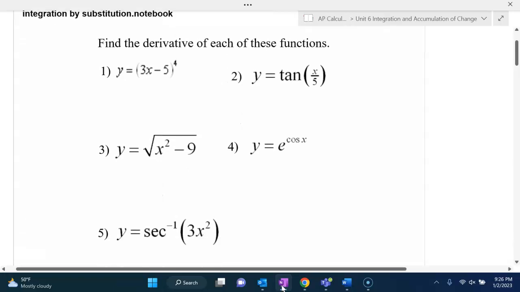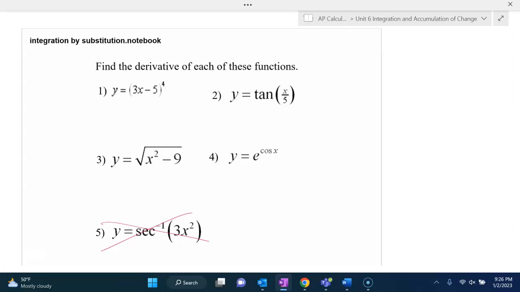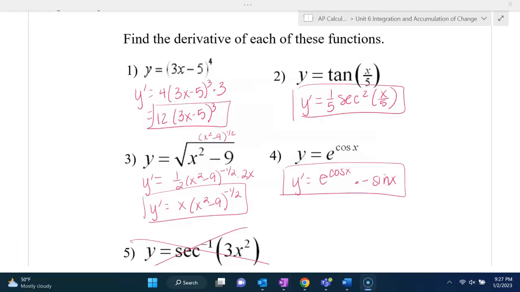What I want you to do for this first slide in the notes file is, except for 5, we're going to skip 5. I want you to find the derivative of each of these. So pause the video, and in your blank file, take a minute and derive all of these. When I come back, I'm going to run through all the answers.